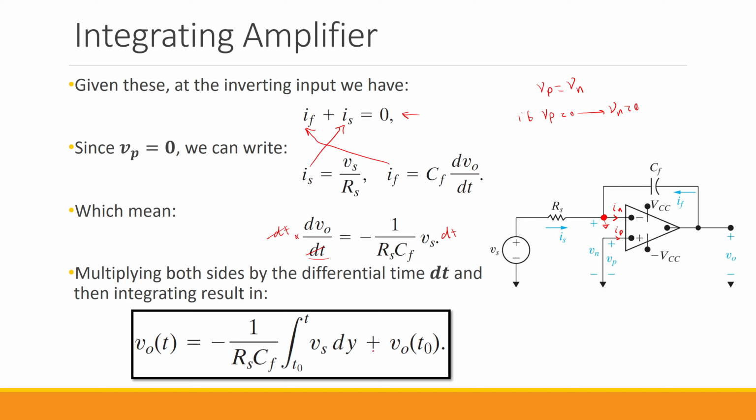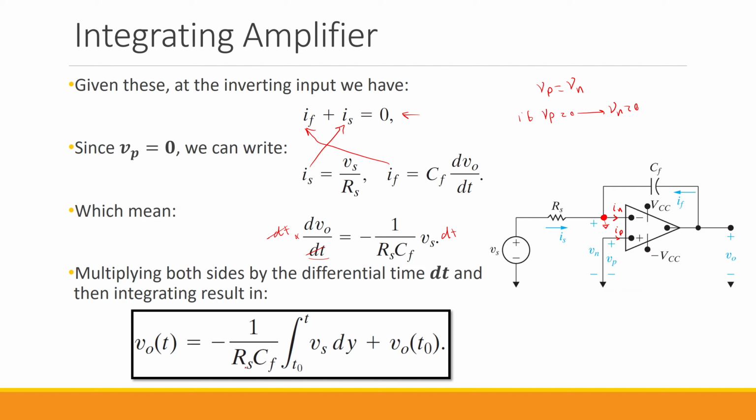And then this would be added with the initial value for the voltage of the capacitor. Remember, a capacitor can store energy in the form of initial voltage, so that's why we have this additive term too. As you can see, the relationship between the output voltage and the input voltage Vs is calculated based on the integral. That is why this circuit is called an integrating amplifier. We have this gain multiplied by the integral of Vs, not the actual Vs.